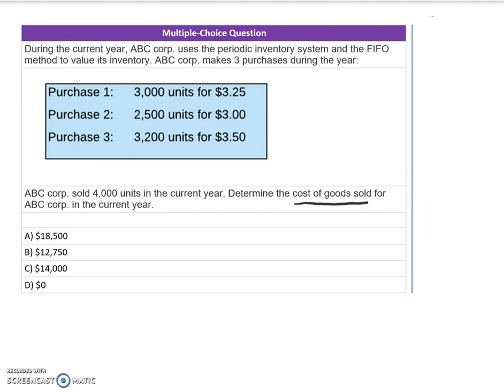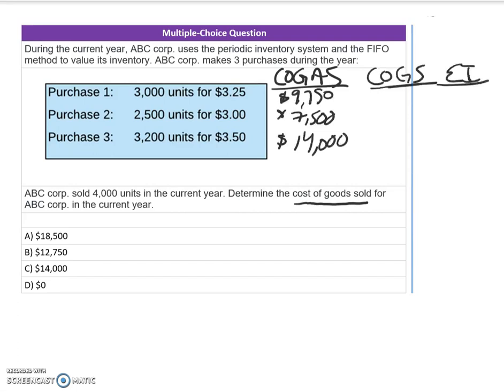So what we need to first determine is what is our cost of goods available for sale. So we'll take this purchase by purchase, 3,000 times 3.25, 2,500 times $3, and 3,200 times 3.5. So 9,750, 7,500, and 14,000. Those are going to be the cost of each of those purchases. So when we're using FIFO, the next thing we need to ask ourselves is how much are we selling? So we sold 4,000. We want to know what the cost is of those 4,000 units that were sold.